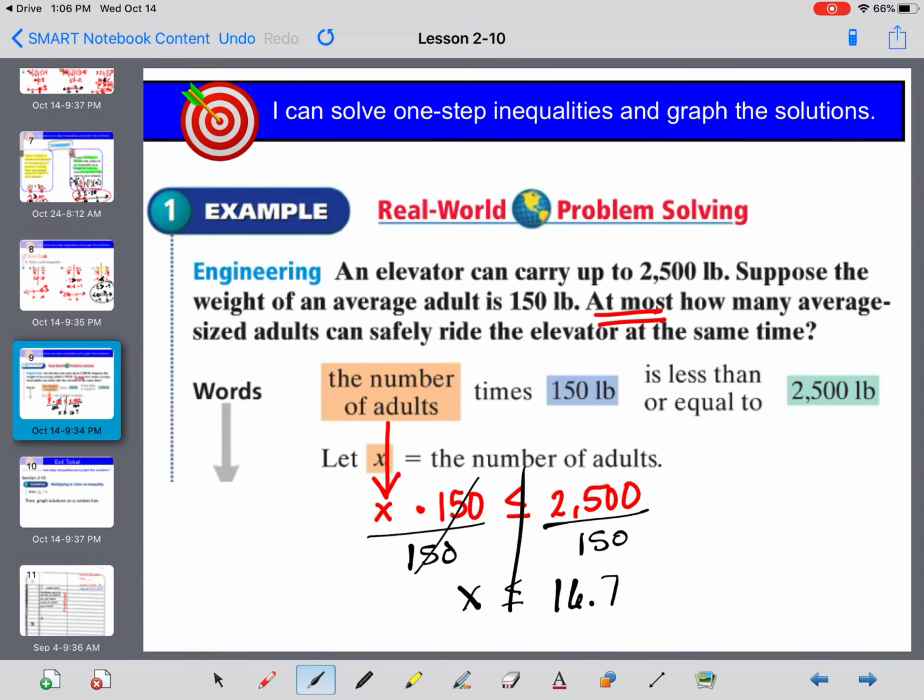That's rounded. So I would say at most, if I say 17 adults, that's over the limit. So you need to think about this in terms of, well, we're talking about an average adult, so that means it's a person. You can't have a fractional person. So when it says how many adults can go on there, I would say less than or equal to 16 people can ride the elevator.